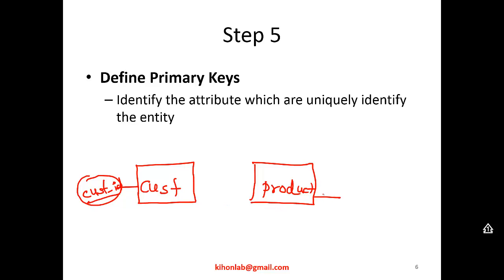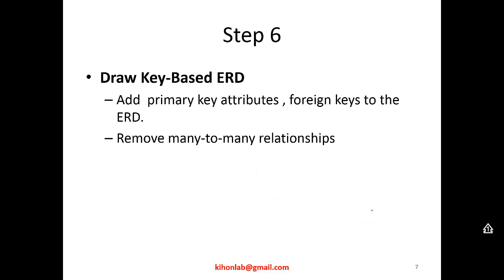Product has a product name. Two products may have the same name. So rather than product name, we can take the product ID. Product ID is the primary key for the entity product. So that will uniquely identify the entity to avoid duplications.